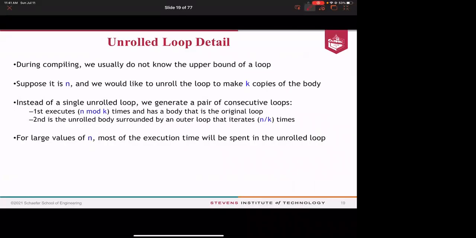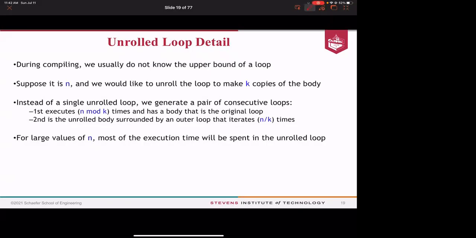For example, usually we don't know the upper bound of the loop. Then that's hard. Suppose it's n. What we should do is unroll the loop to make k copies of the body. Instead of a single unrolled loop, we generate a pair of consecutive loops. First, we execute n mod k times so that it's the same as the original loop. And then afterwards, the second loop is the unrolled loop.